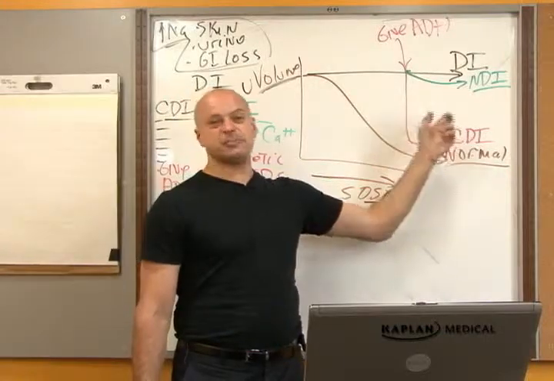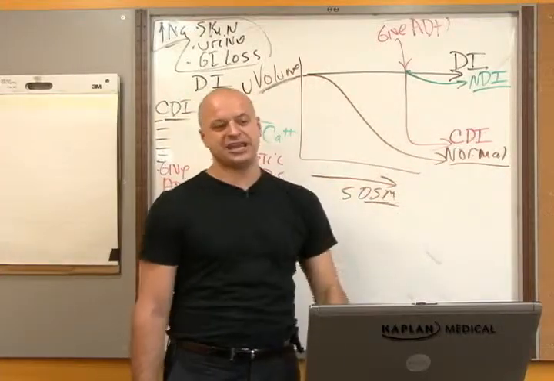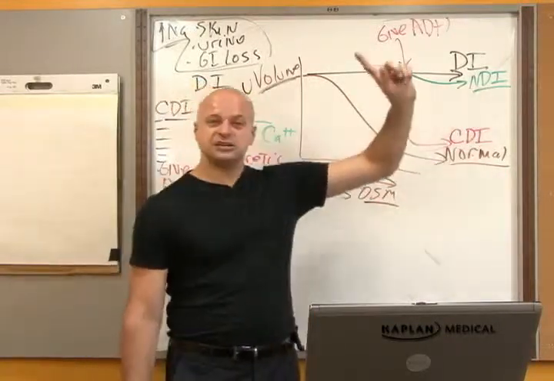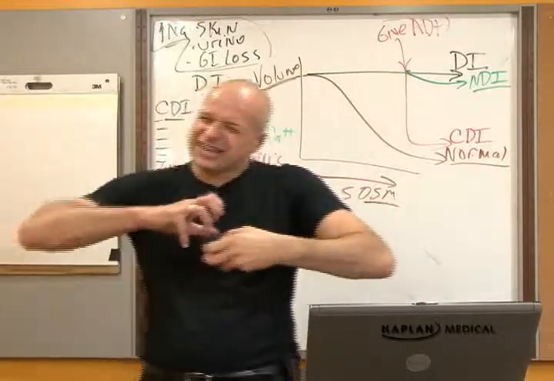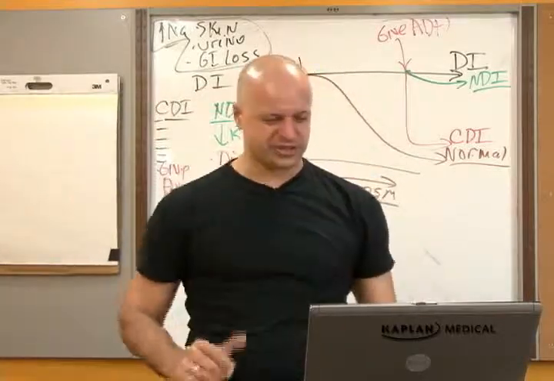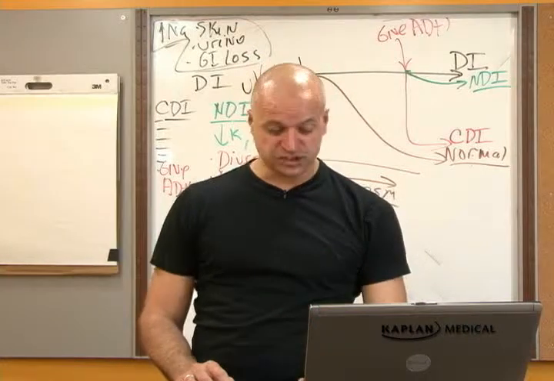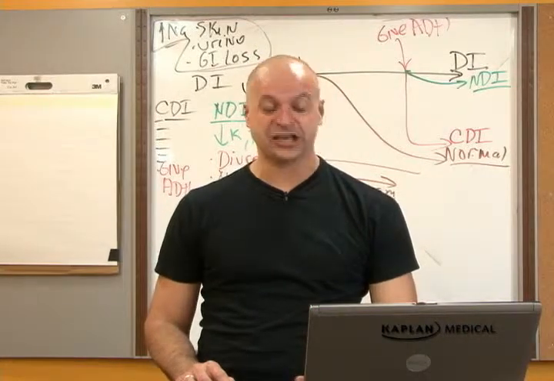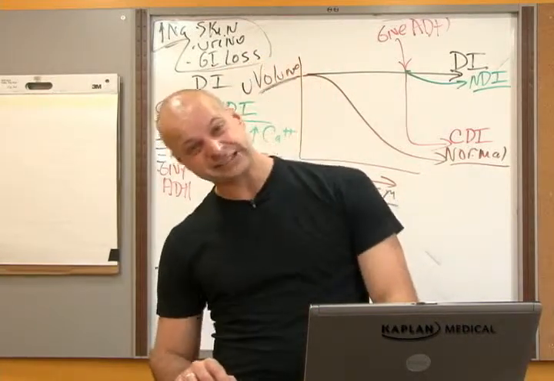Central diabetes insipidus: I don't have enough ADH, so give them some ADH. Nephrogenic: diuretics actually get a little more residual concentrating ability out of the kidney. Amazing. We are in the amazing business.